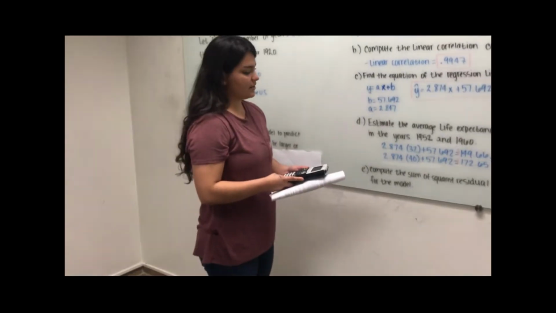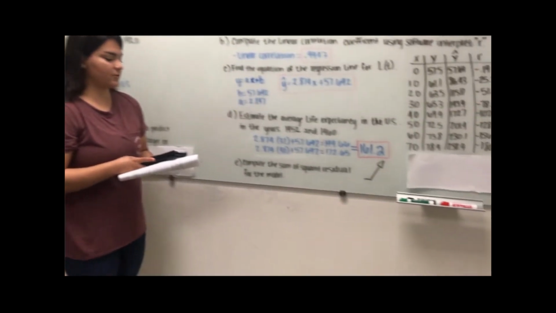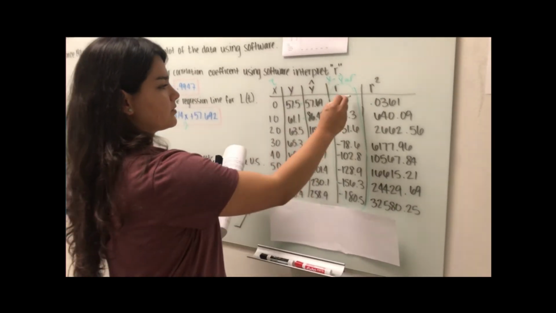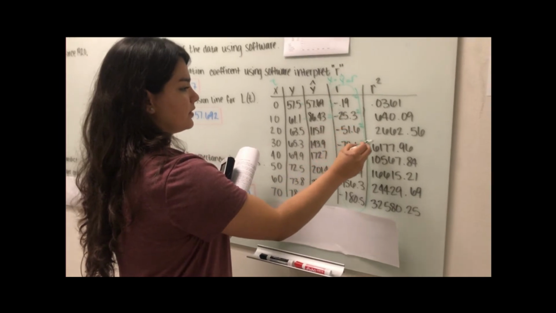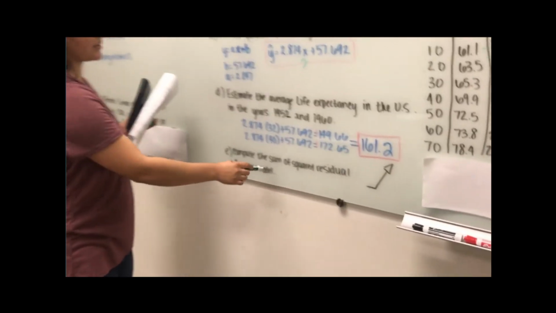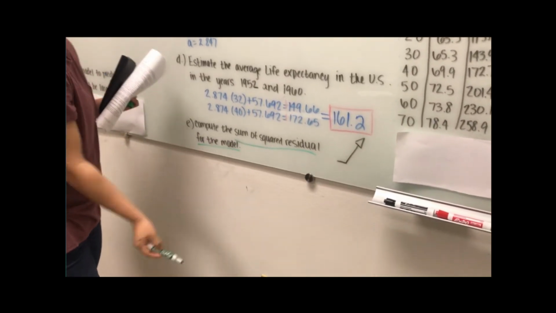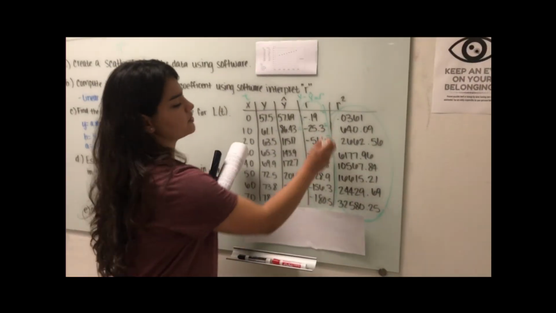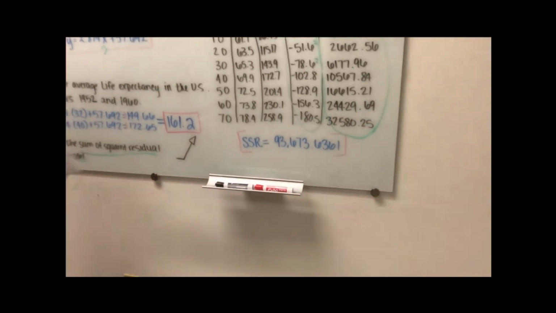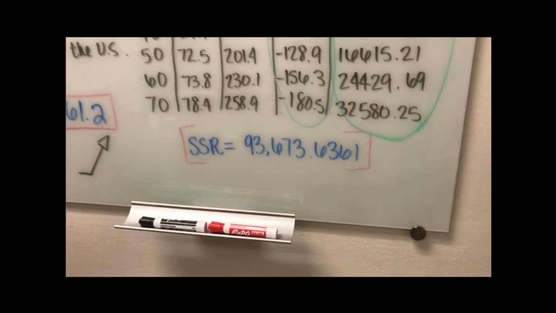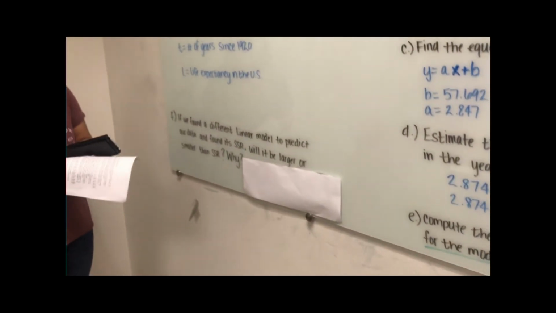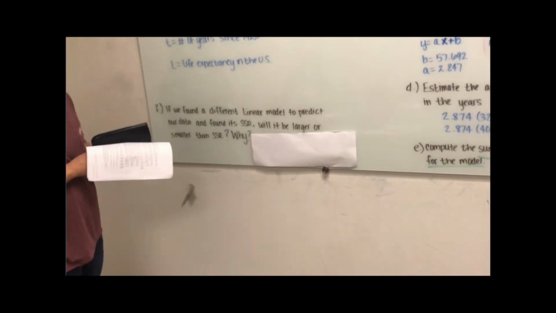For letter E, it said to compute the sum of squared residuals for the model. I want to get the residual squared, so we squared all these numbers, which gave us these answers. The sum of squared residuals is just all these numbers added up, and what I got was 93,673.6361.